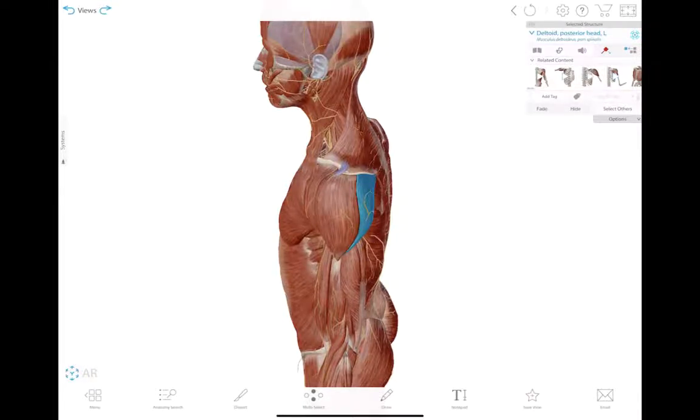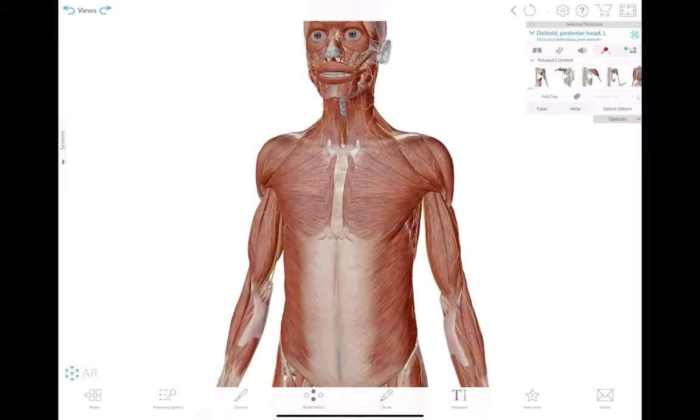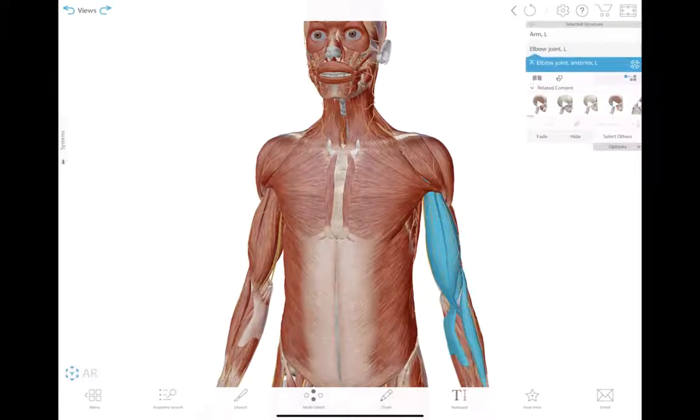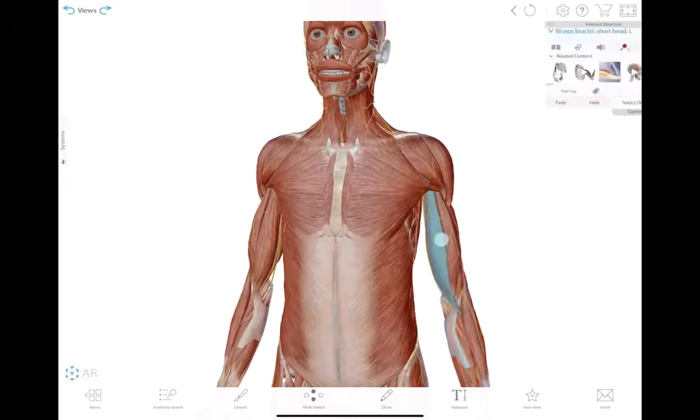Our next muscle is the biceps brachii. We have that here. The bi tells us it's going to have two different origins. If we select both parts, whoops, not what I wanted.